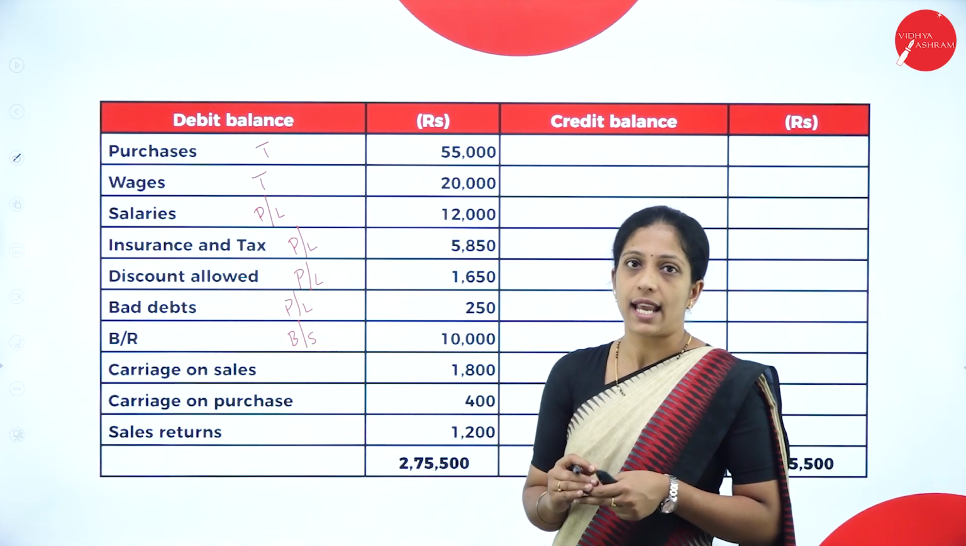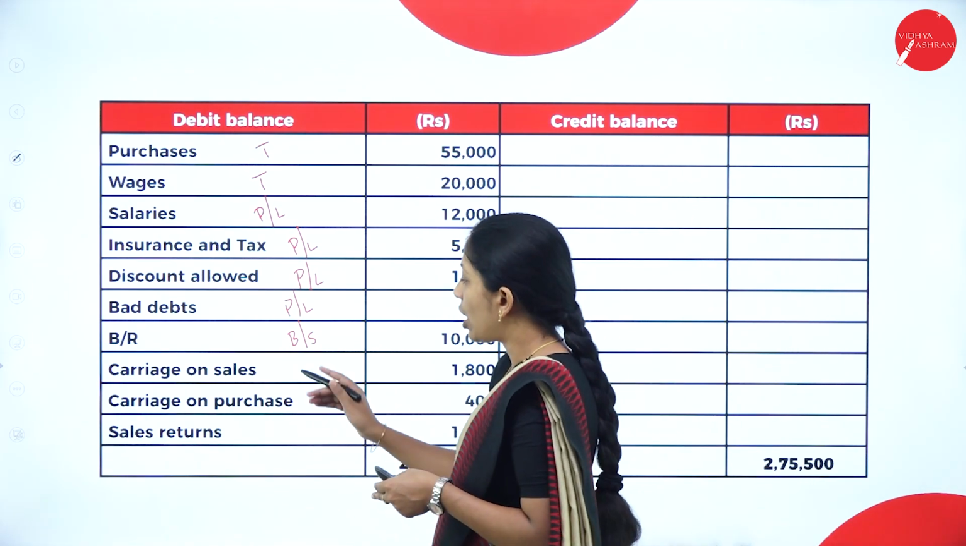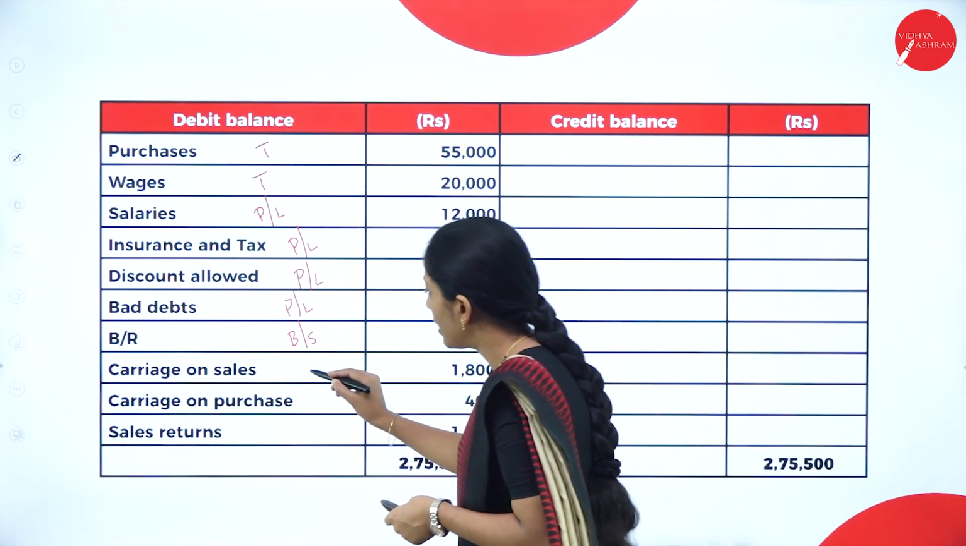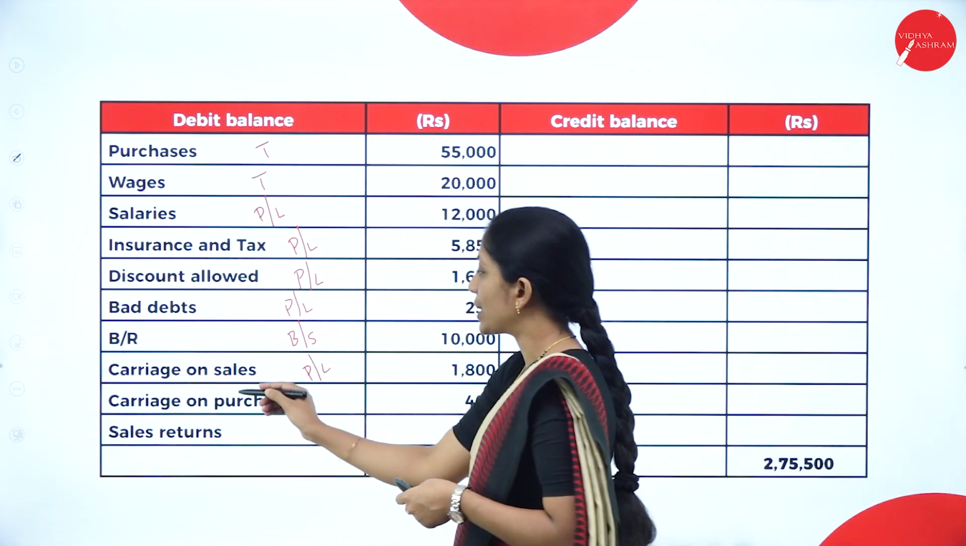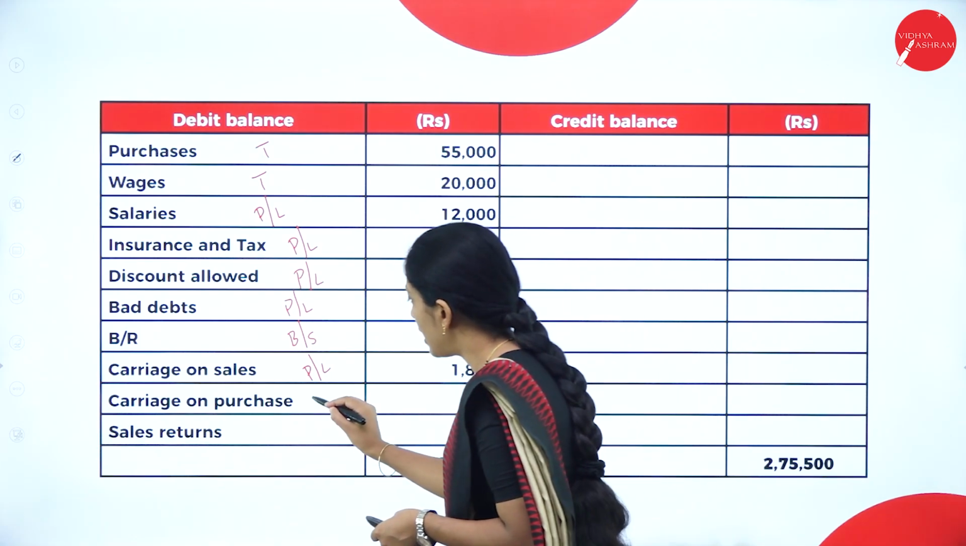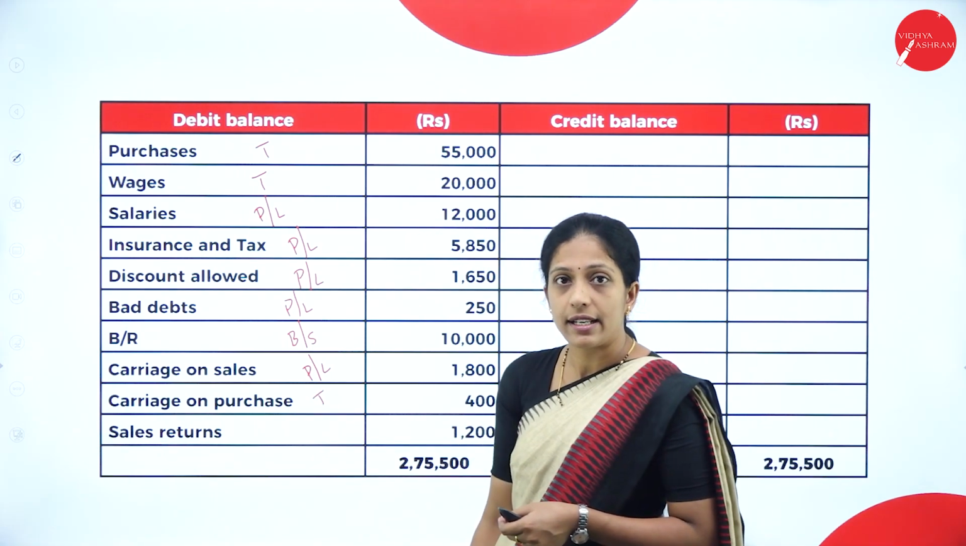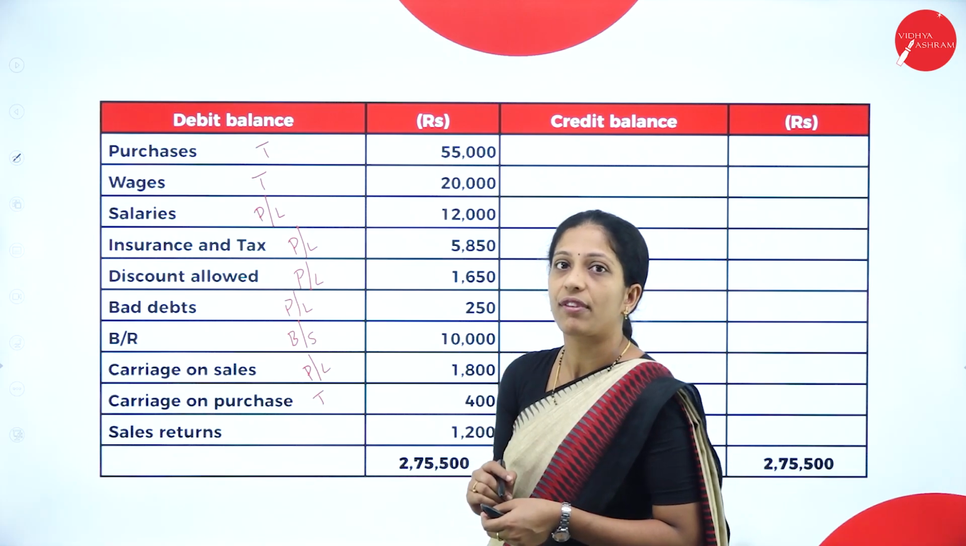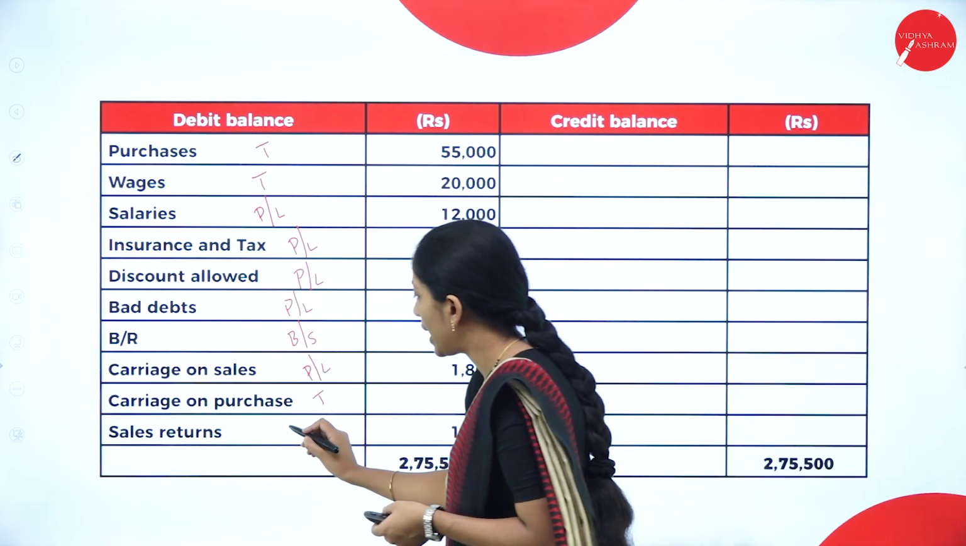Carriage on sales is carriage outward. So carriage outward is an indirect expense, so under P&L account, profit and loss account. Carriage on purchase goes under trading account. Sales return they have given, so you have to deduct from sales under trading account.